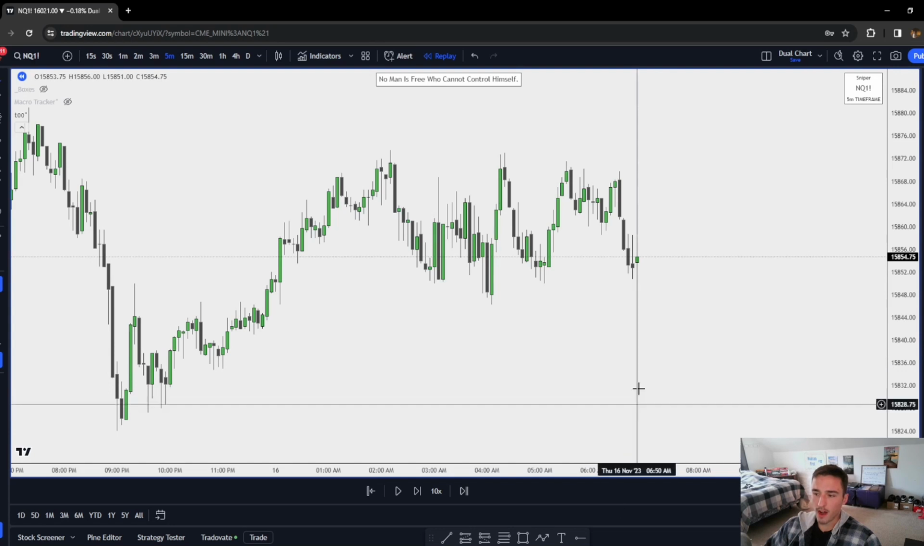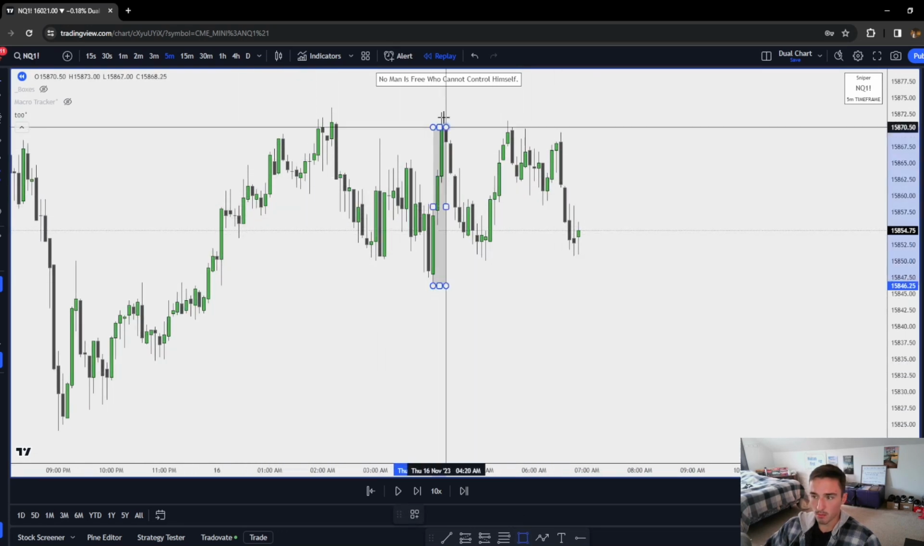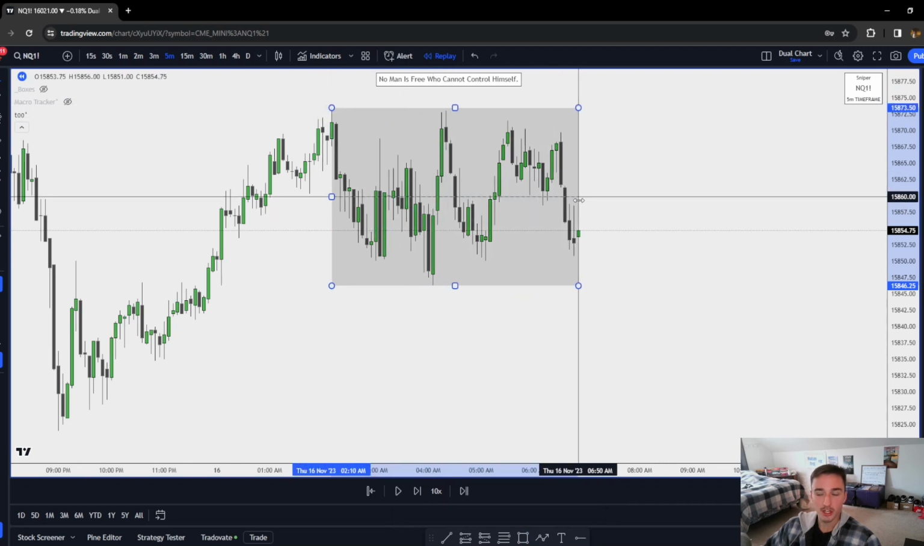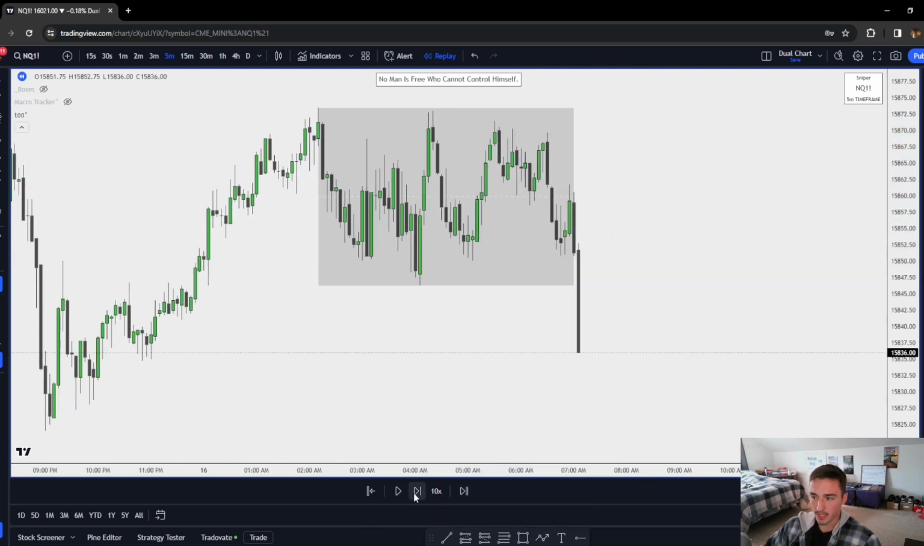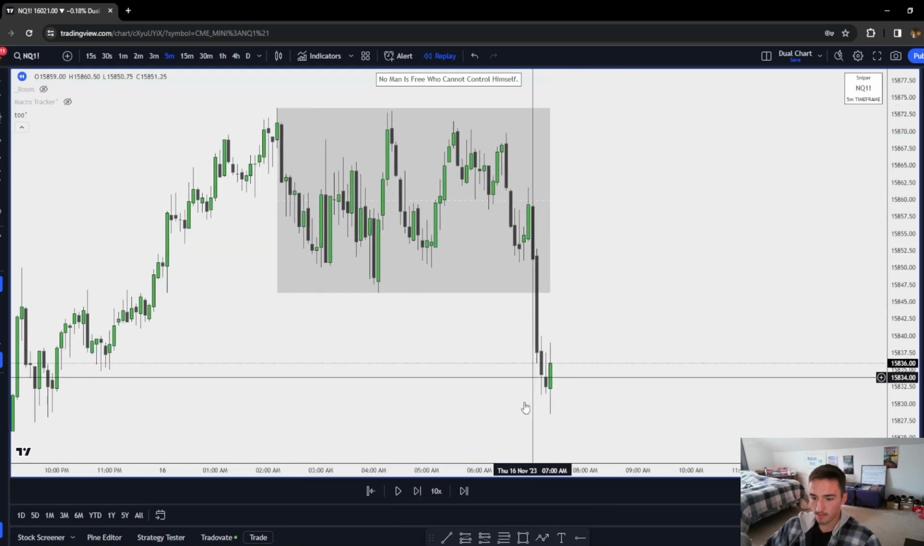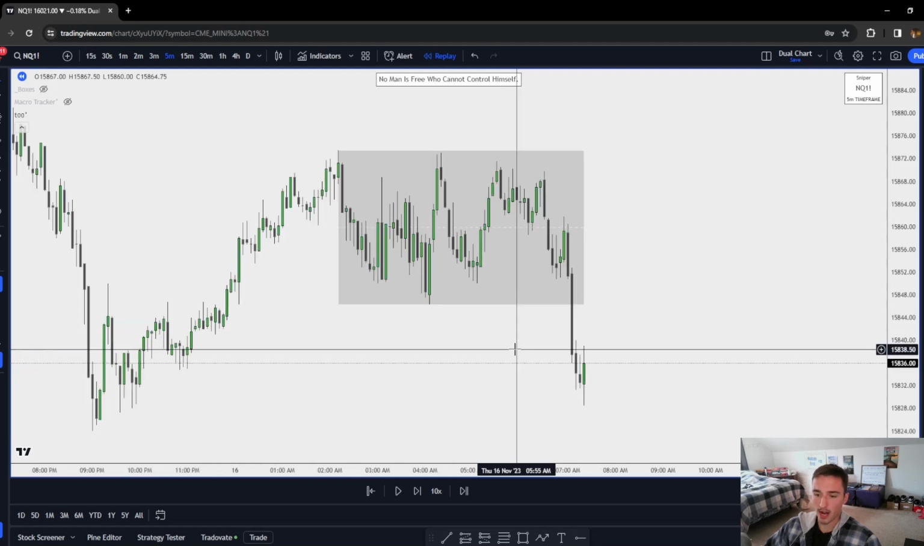Right here we're on the 5-minute chart, and as you see, price is accumulating in this area. So let's mark this off. Right now we're getting our accumulation phase. And let's play this out. Right here we get a move down. So what are we waiting for? We're waiting for price to trade into a higher time frame PD array.